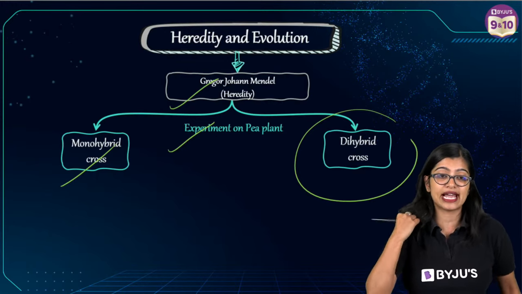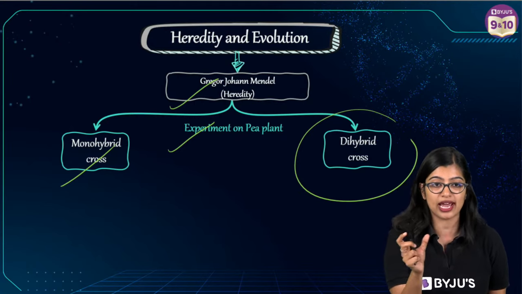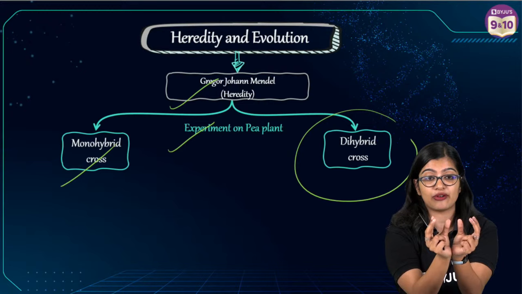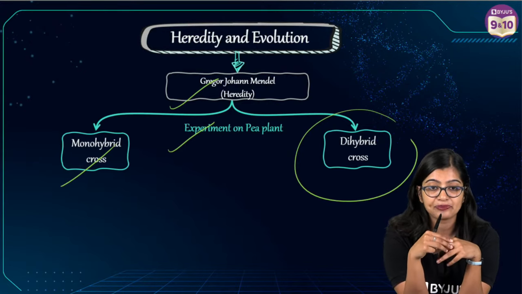What are diploid cells? Diploid cells are those cells which have both the pairs of chromosomes, right? Like when it has one pair from mother and one pair from father, that is a diploid one.